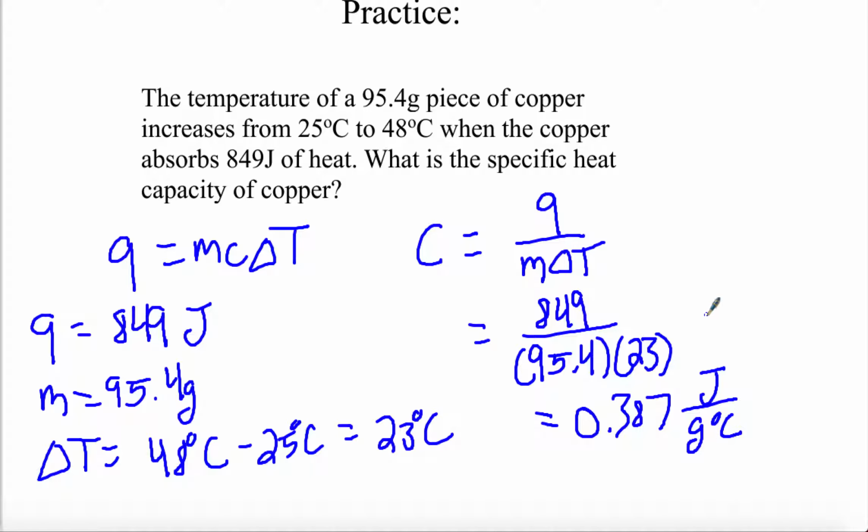Okay, so this is something that you can actually just look up. If you were to look up the specific heat capacity of copper, you would see it's equal to roughly 0.387. Okay, so this equation will be able to tell you how much heat is either absorbed or released, what mass is required, what the temperature change is going to be. Basically, it tells you all about the transfer of heat in a substance.